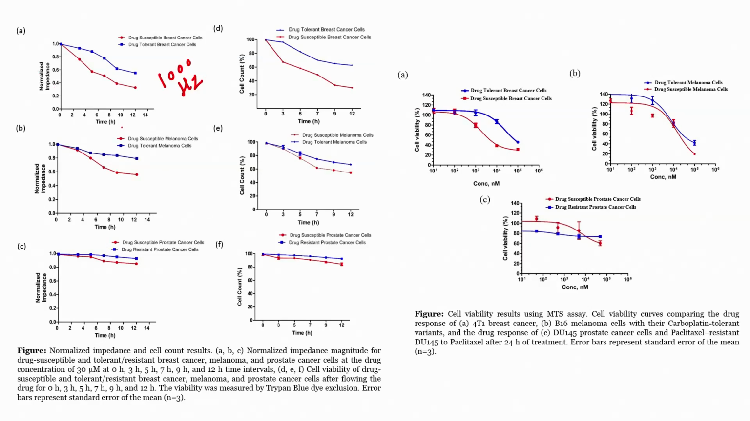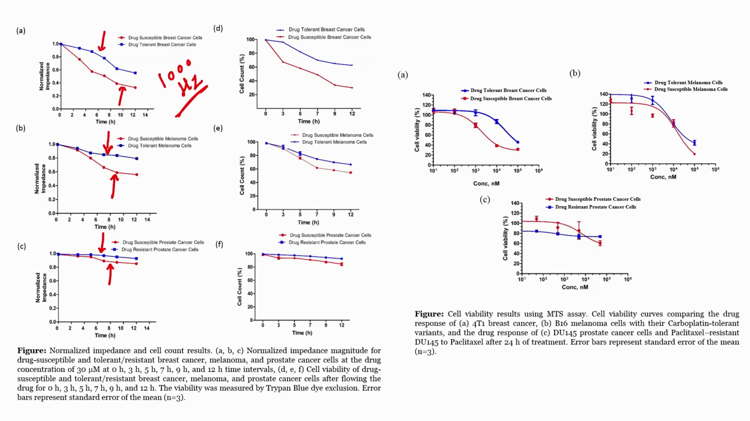When we plot normalized impedance versus time for drug susceptible and drug tolerant breast cancer cells measured at 1000 hertz frequency, we can see that for the drug tolerant cells the impedance change is less compared to drug susceptible cells. Red one is drug susceptible, blue one is drug tolerant cells. Same thing goes for melanoma, drug tolerant which is this blue one, and drug susceptible which is the red one. Same thing also goes for prostate cancer.